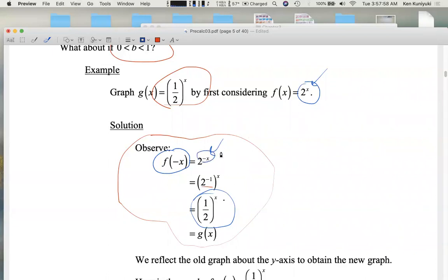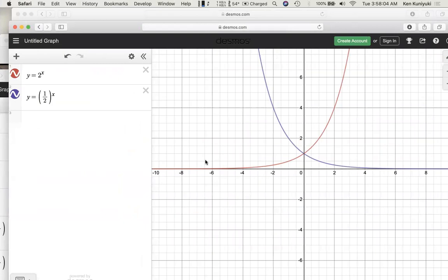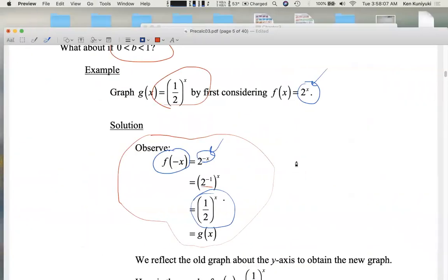When you replace the x with its opposite, when you're looking at y equals f of opposite x, you're reflecting the graph about the y-axis. Hopefully you remember that from 1.4. Now, if this analysis creeped you out, don't freak out.